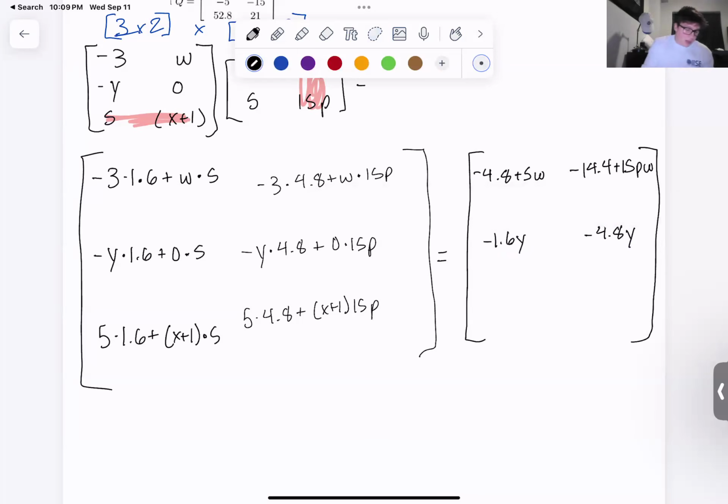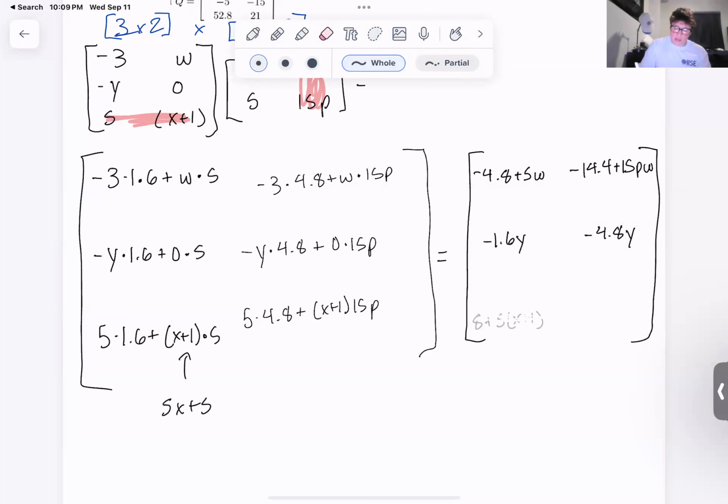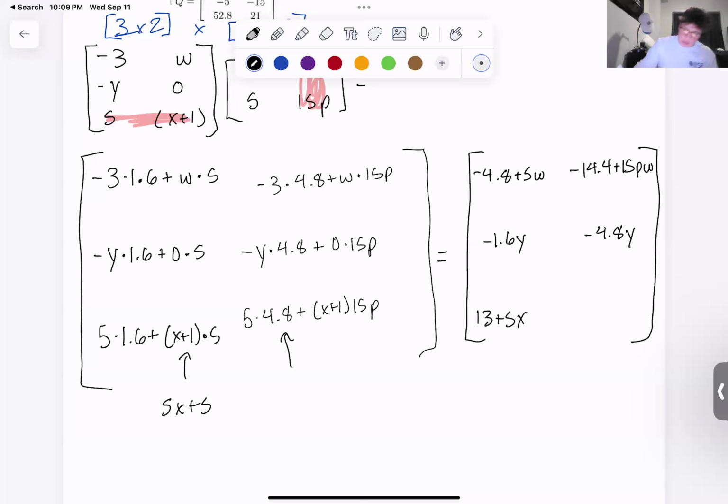And then the final row, 5 times 1.6, that's 8, plus 5 times x plus 1. Well, 5 times x plus 1 is going to be 5x plus 5. So 8 plus 5 is 13, plus that 5x, 13 plus 5x. This one, 5 times 4.8 is 24, plus 15p times x plus 1. Well, you FOIL that, right? So it's going to be plus 15px plus 15p.